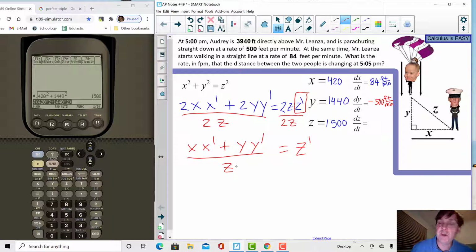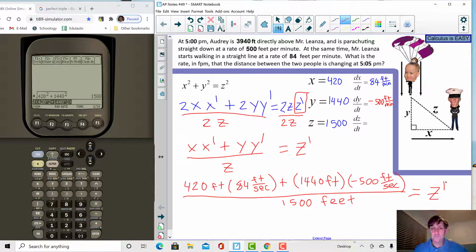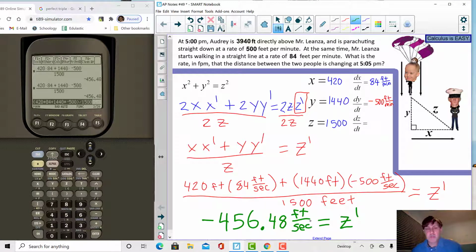We can go ahead and plug in the values that we found. Okay, we can plug this in a graphing calculator. Okay, our final answer is that z prime is negative 456.48 feet per second. And I did not round that number, that's the exact value. If I was rounding it, I should round it to 3 decimals of accuracy.